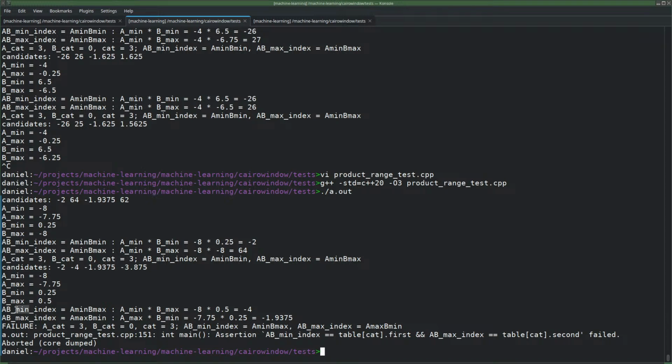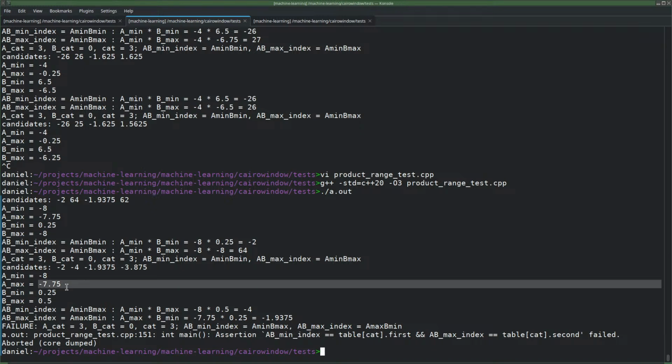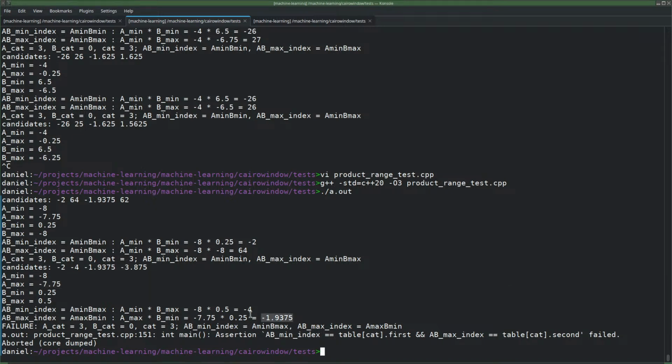So the minimum value of the product is the minimum value of that one times the maximum value of B, which is -4. Yes, that looks correct. And the maximum value is the maximum value of A times the minimum value of B, which is also negative, but -1.9.